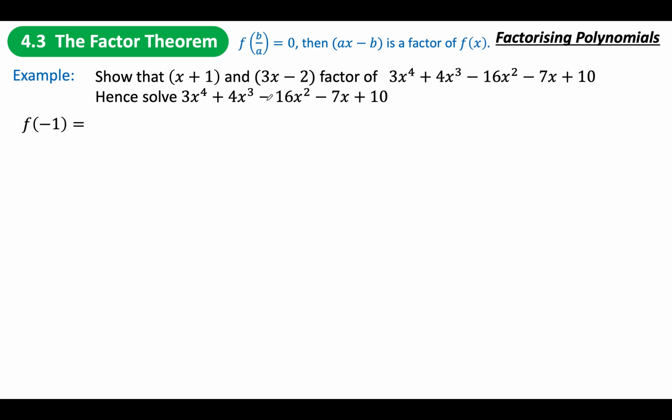Is there another bit? Yeah, so we're going to put in f to the minus 1 of this. This has got order 4, hasn't it? It's going to take ages. So, minus 1 to the power of 4, plus 4 lots of minus 1 cubed, minus 16 lots of minus 1 squared. I might resort to my calculator for this one, just to save a bit of time. Plus 10. Okay, so hopefully that will equal 0, he says, desperately looking at his notes that he did earlier.